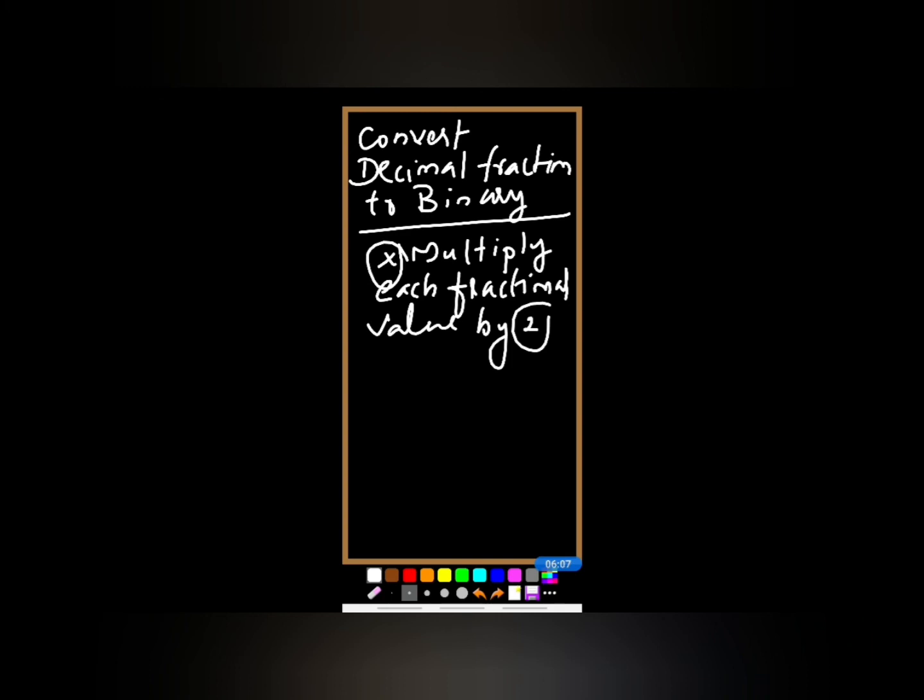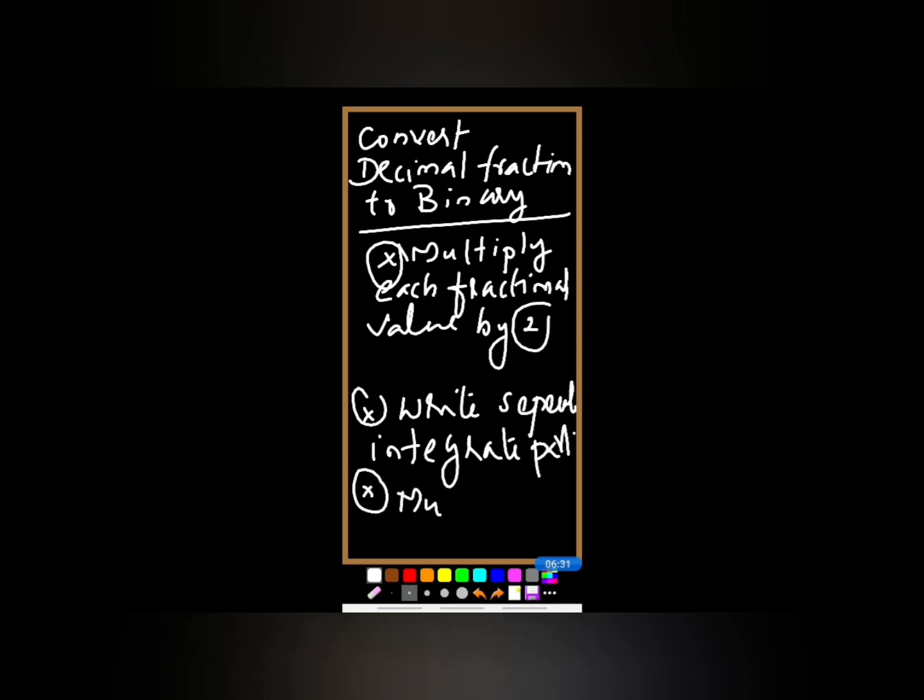So the second step is write separately the integral part which is to left of the decimal point and the fractional part which is to right of the decimal point. So what we have to do, we have to write the integral part separately and for multiplication we will use only the fractional part. So we should continue the multiplication till the fractional part reaches 0 or is repeated. So these are the 3 steps we need to follow to convert decimal fraction to binary.